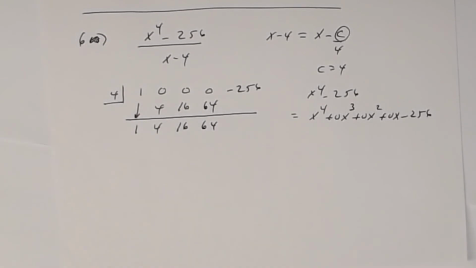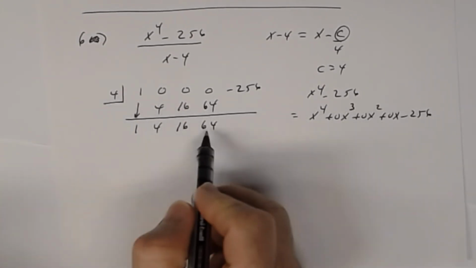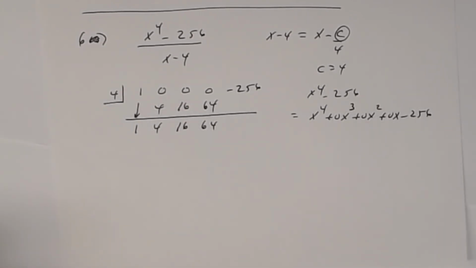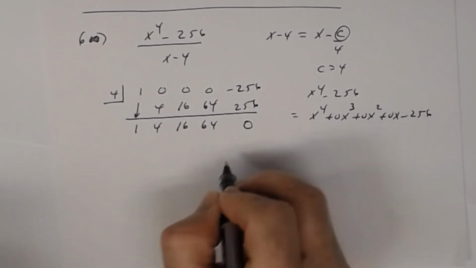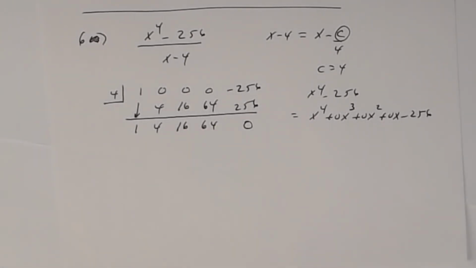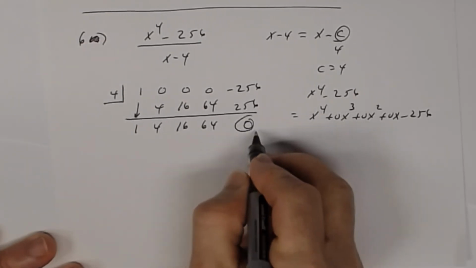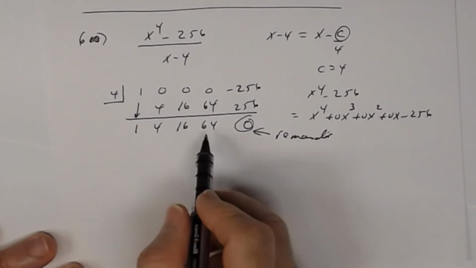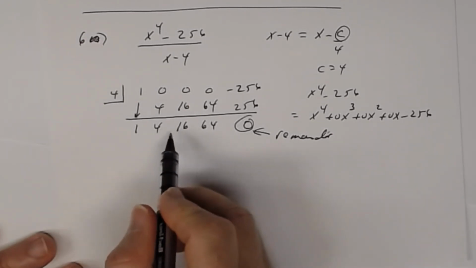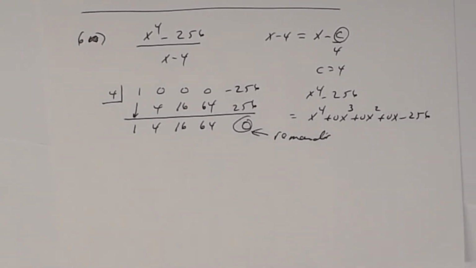Okay, now at this point you may need a calculator. So if you have to, go ahead and take out your calculator. And you're going to say 4 times 64. 4 times 64 will give us 256. And when I add, I get a remainder of 0. All right, so now notice the remainder is 0, right? So there's your remainder. And so what that means is that these numbers to the left will be the coefficients of my quotient.